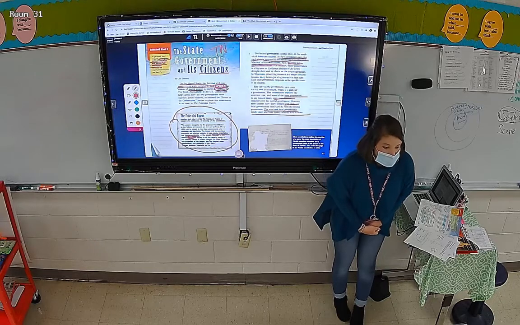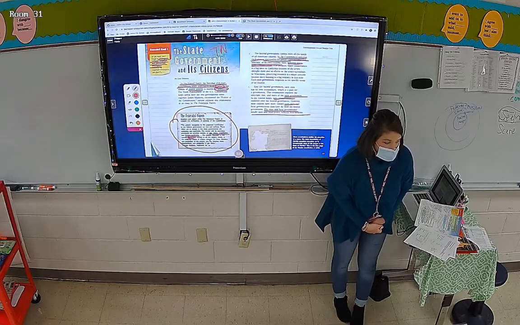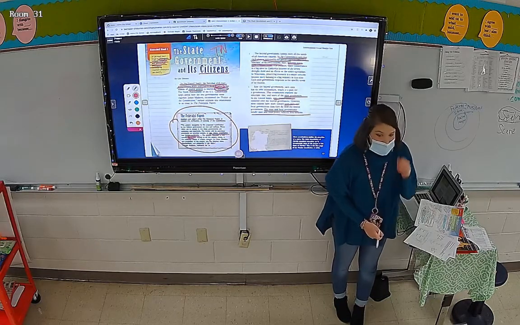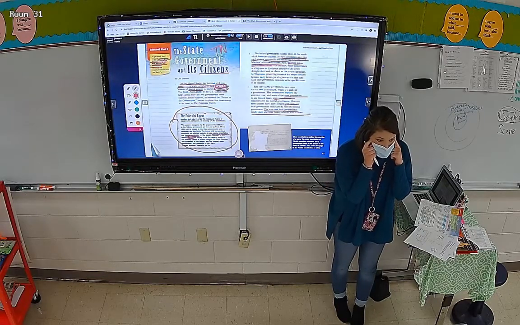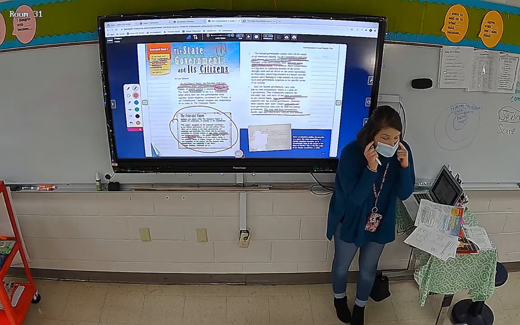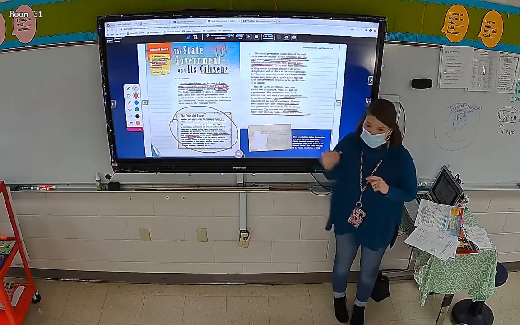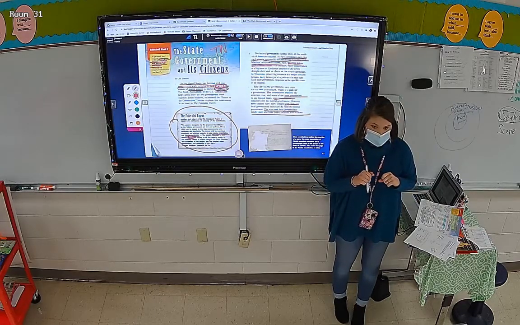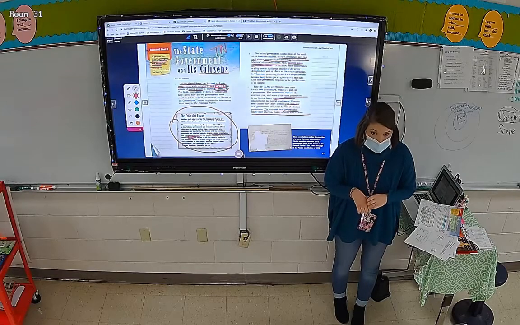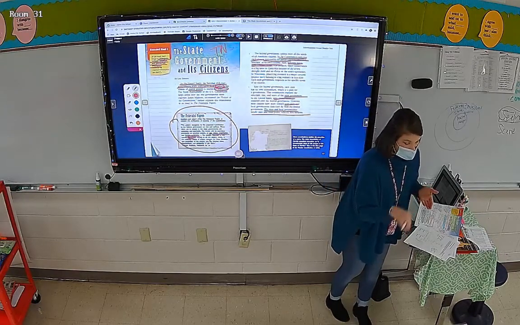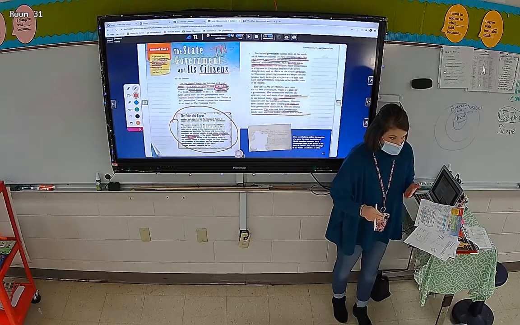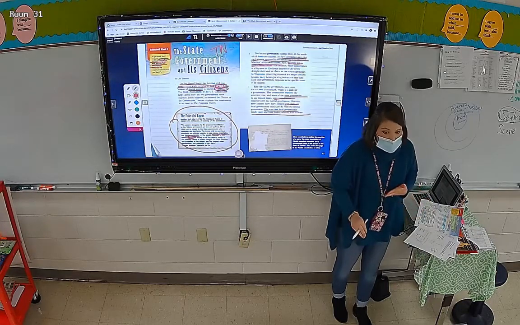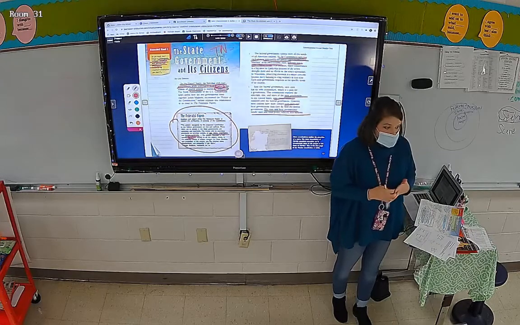The reason, all eyes here, is because you guys aren't thinking about what's important. You're thinking, oh, let me just find the word state and underline that. It's a good starting point. But you've got to read the whole sentence. When I read that whole sentence, does it tell me what the state government does? If it doesn't, it is not my most important information.